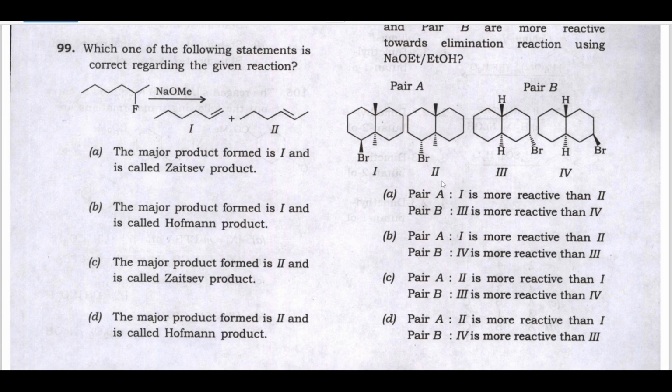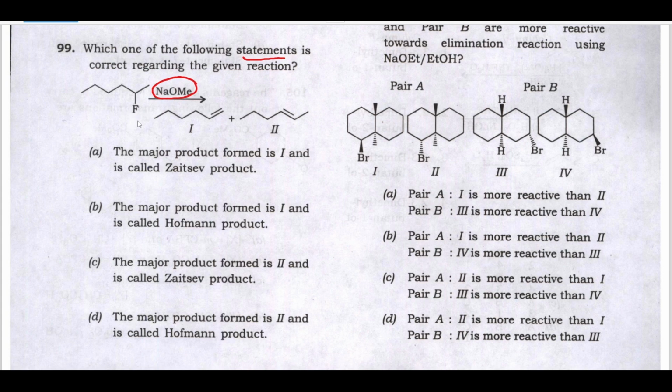Today we will discuss three questions from the UPSC Geo-Scientist 2024 exam, that is question numbers 99, 100 and 101. In the 99th question, they ask which one of the following statements is correct regarding the given reaction. In this reaction, 2-fluorohexane is treated with sodium methoxide and a mixture of products is formed, and we have to tell which is the major product.